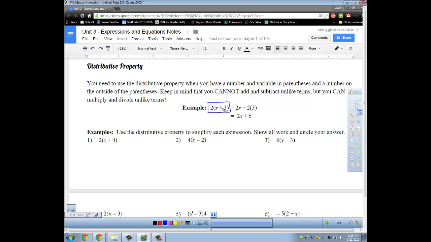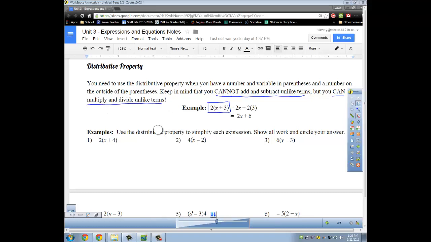The past few days we've talked about simplifying expressions and we learned that we cannot add and subtract unlike terms. So for example, if I look at this expression, I cannot say 2x plus 6 is 8x because they are not like terms. However, we can multiply and divide unlike terms. So multiplying and dividing, it's fair game. And adding and subtracting, not so much.